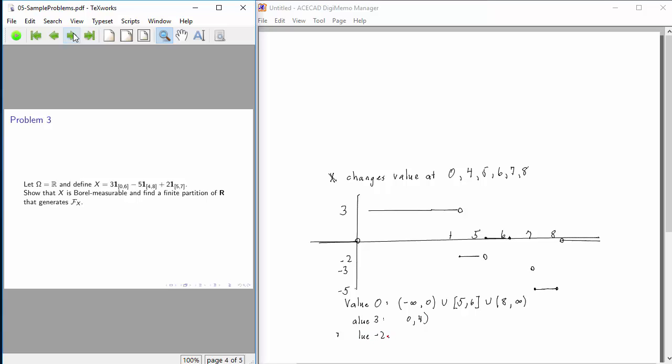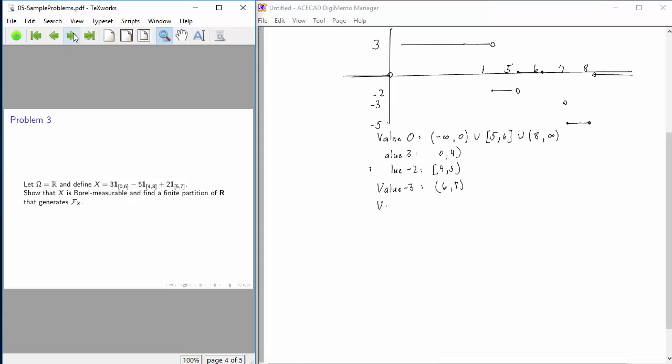I get the value -2 from the interval from 4 to 5, another Borel set. I get the value -3 for the open interval from 6 to 7. And finally, I get the value -5 for the closed interval from 7 to 8.